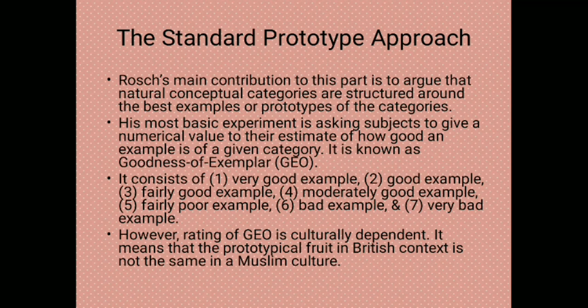Her most basic experiment is asking subjects to give a numerical value to their estimate of how good an example is of a given category. It is known as goodness of exemplar, or GOE. It consists of: 1, very good example; 2, good example; 3, fairly good example; 4, moderately good example; 5, fairly poor example; 6, bad example; and 7, very bad example.